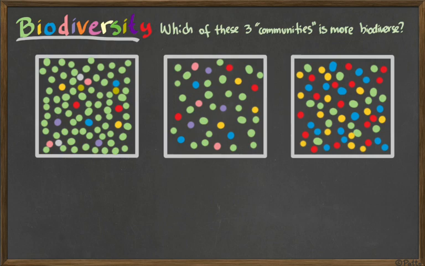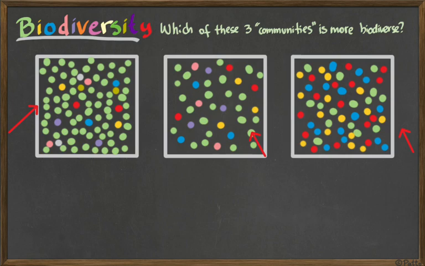So is it the left one, is it the middle one, or is it the right one? Which one has the biggest biodiversity? Take your time. If you need, pause the video and then carry on. Okay?